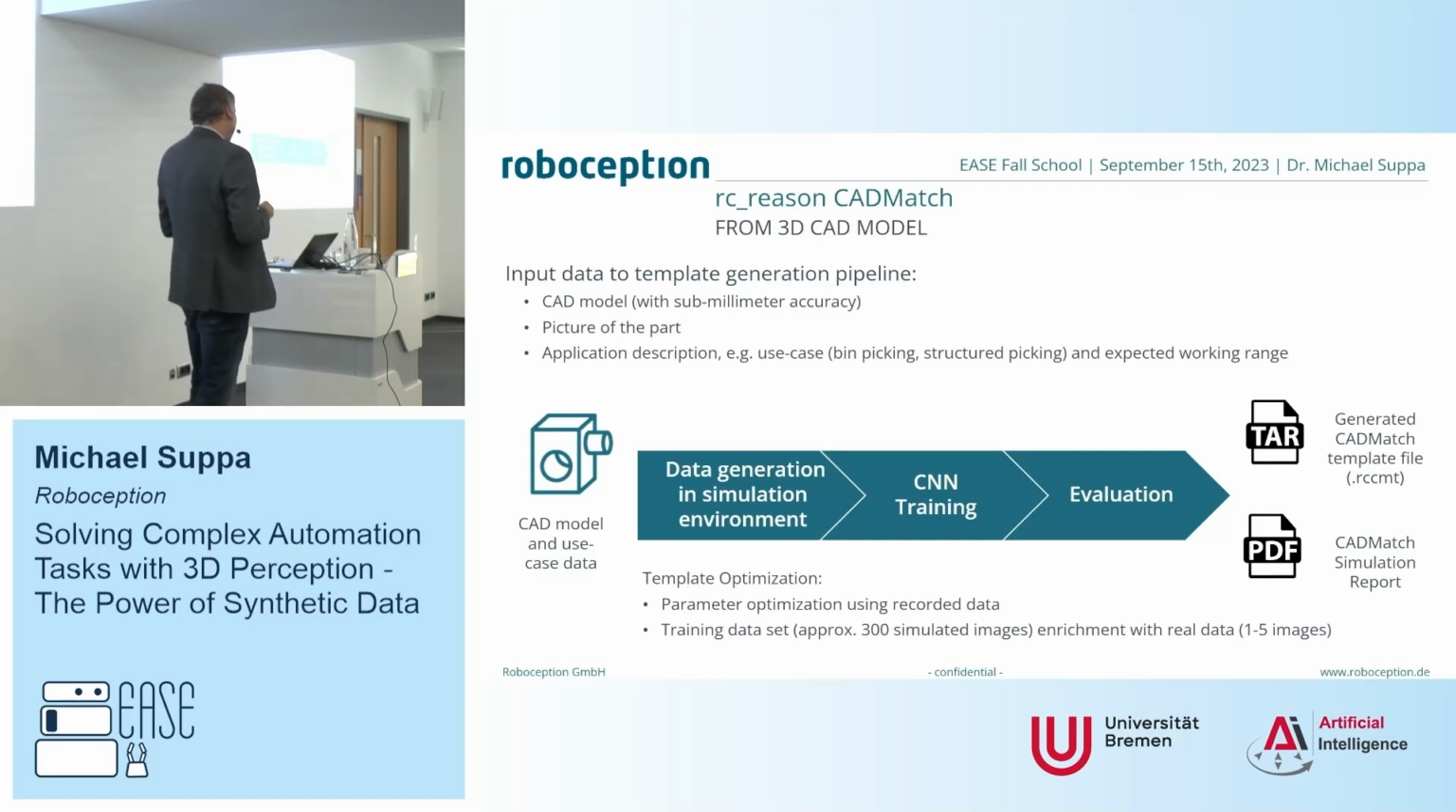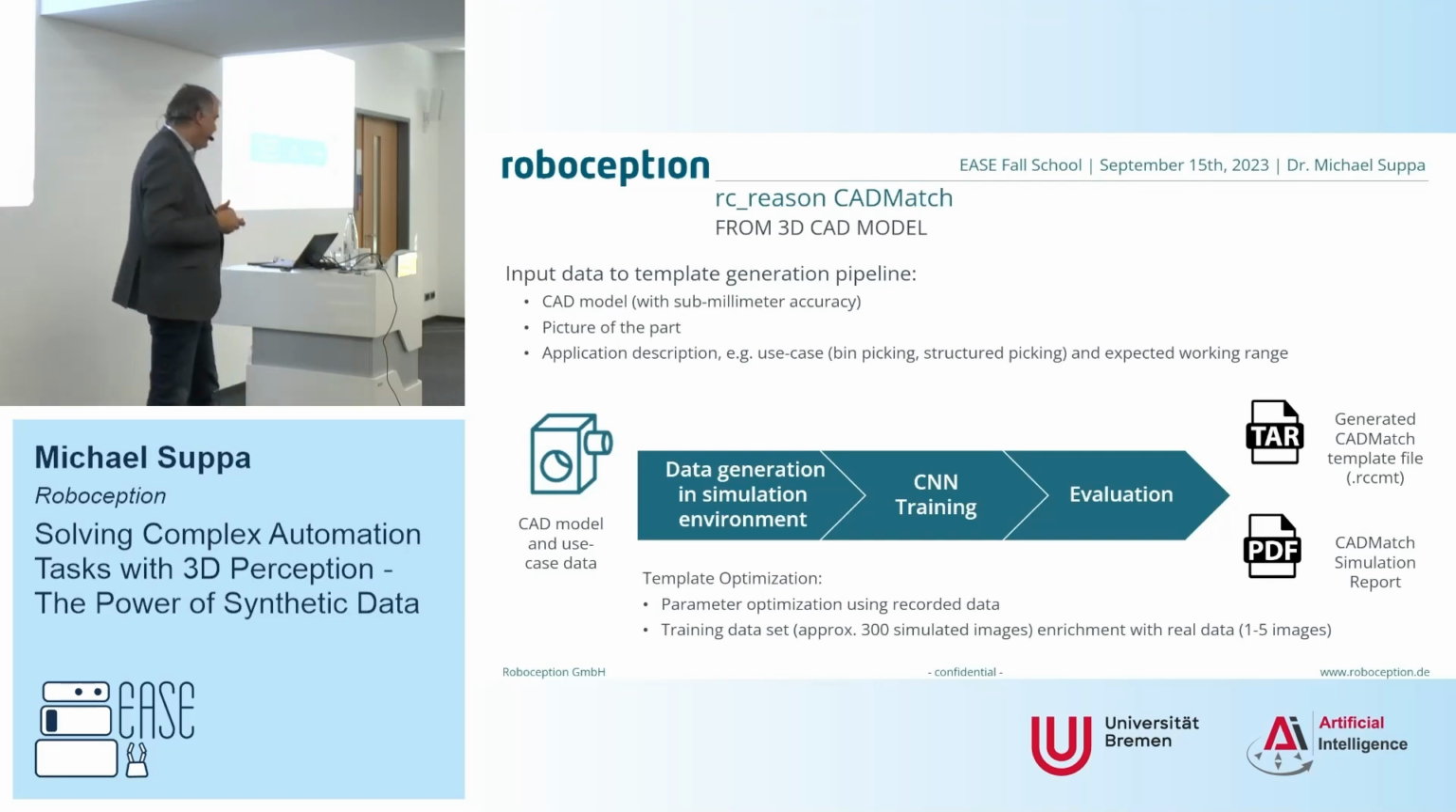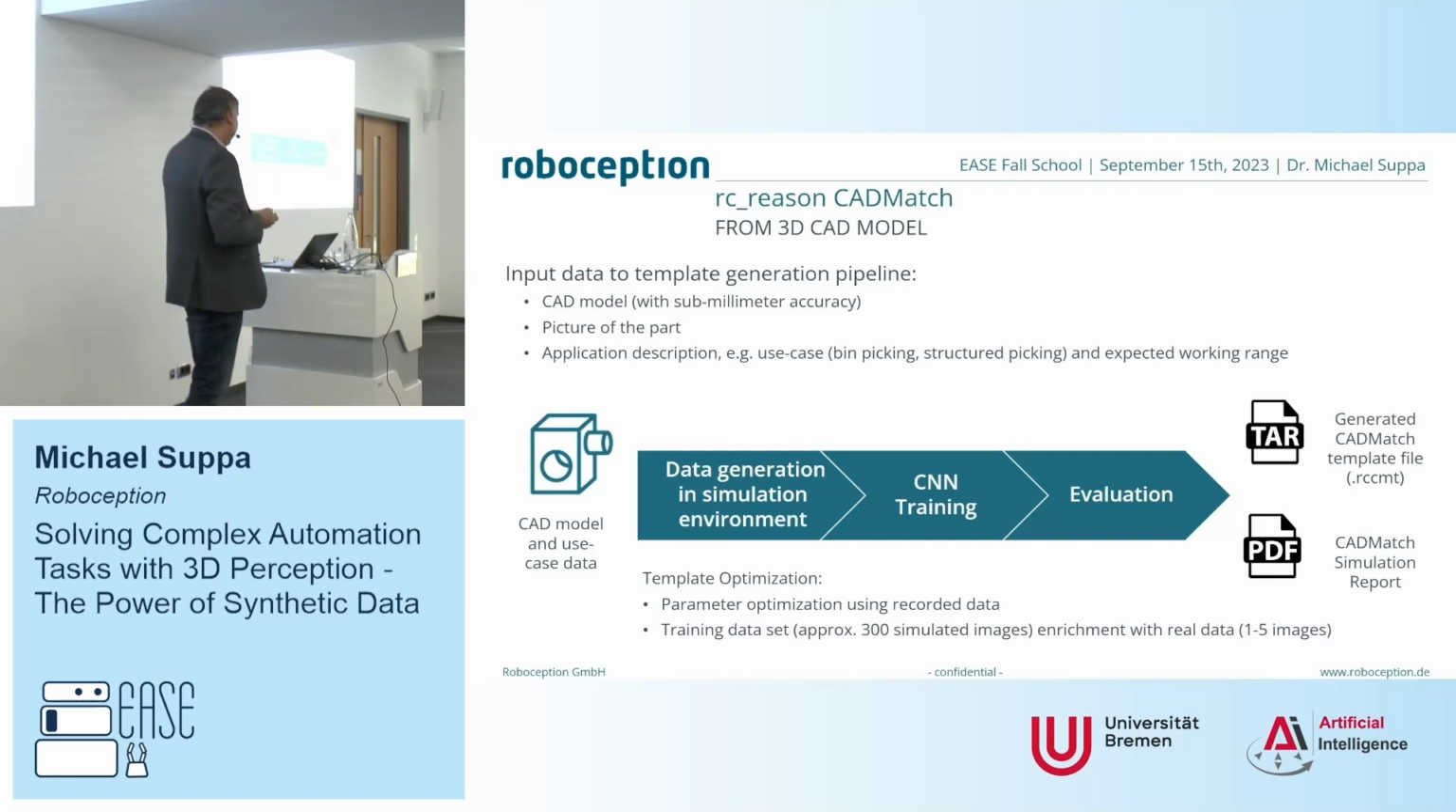And that's very important. We can optimize with real data, and what we usually have is like 300 simulated images and 1 to 5 real ones. So that's also from the data set size still okay. And it is based on the CAD model, so we don't have any data protection issues or anything like that, because it's generated from CAD.